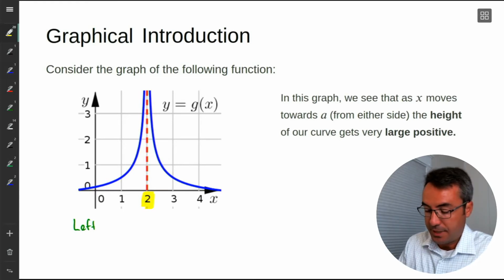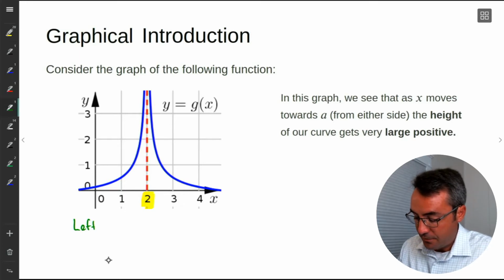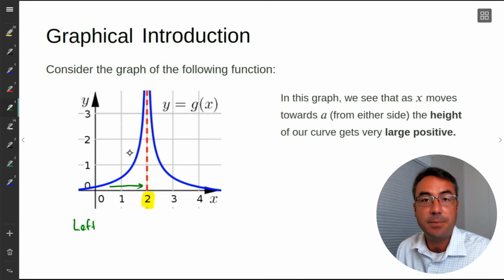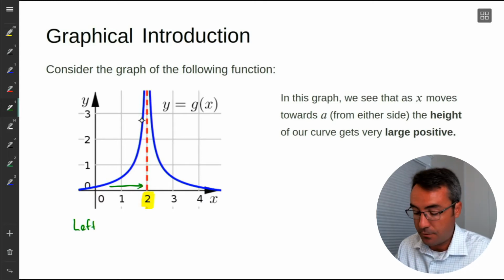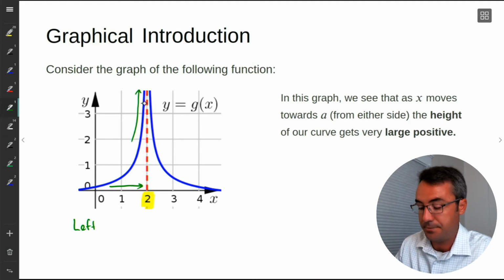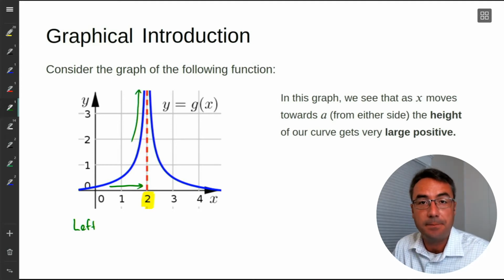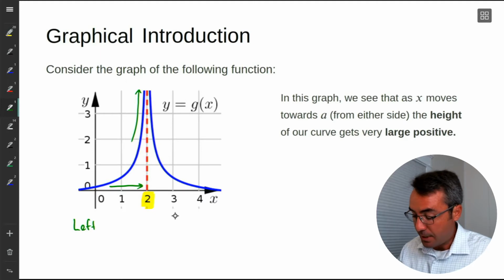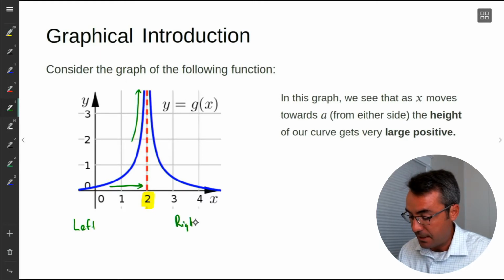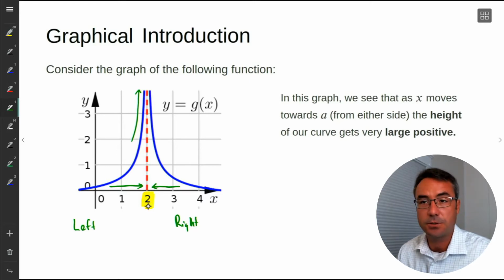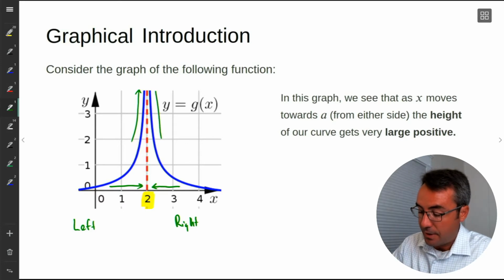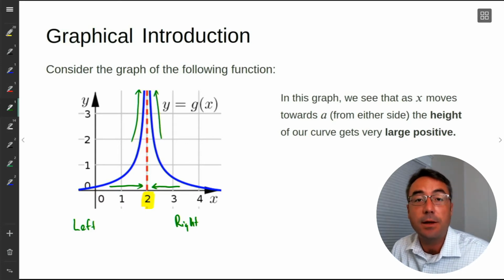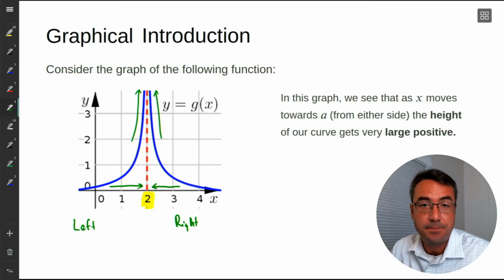So on the left side, what's happening? As these input values of our function get closer and closer to 2, what's happening to the height of our curve? Well, the height of our curve is getting really big. It's going up and up and up. The same thing is happening on the right side. If we look on the right side, as these input values get closer and closer to x equals 2, the height of our curve on that side is also getting really large positive. It's going up and up and up.